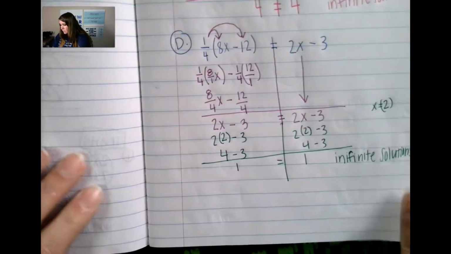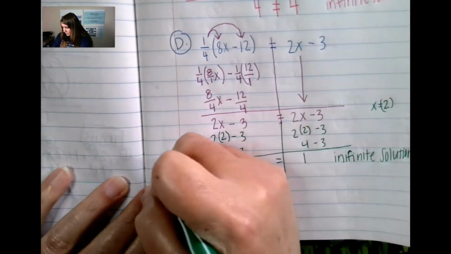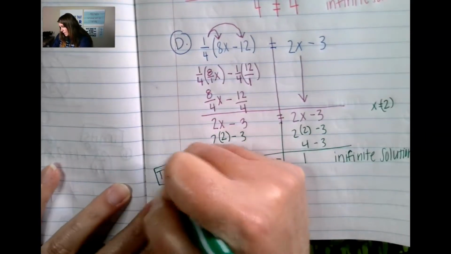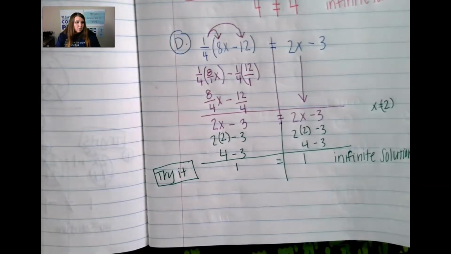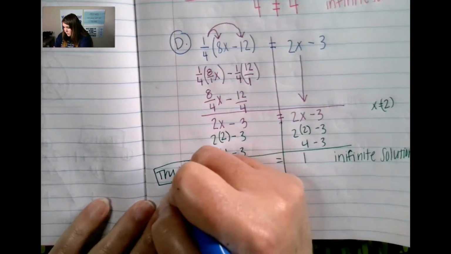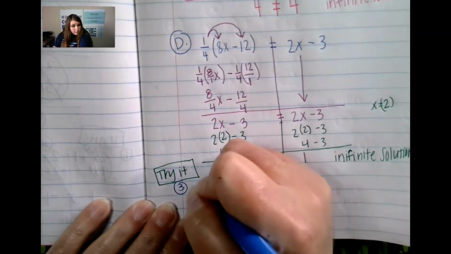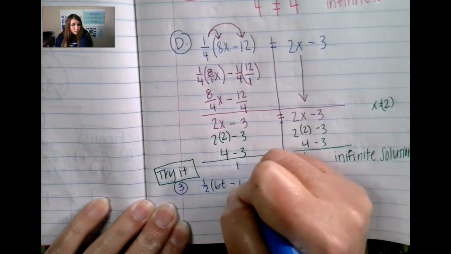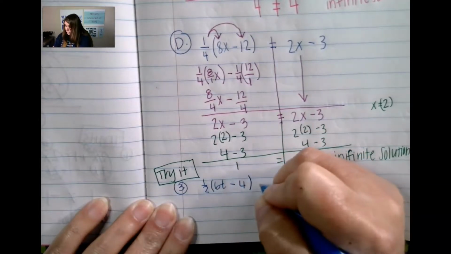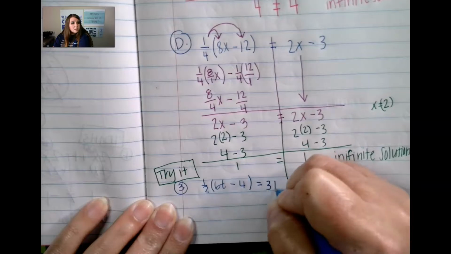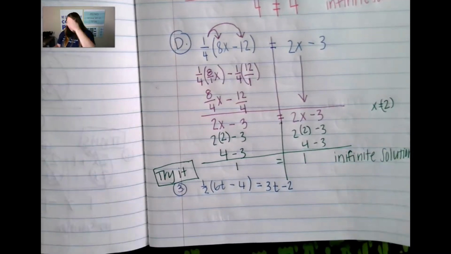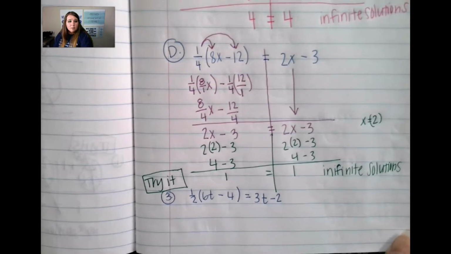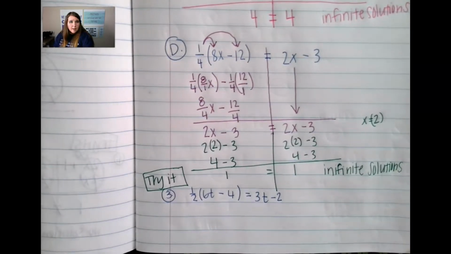Okay, I don't have a lot of space right here, but we're going to plug our try it in. So your try it for infinite solutions. I think we're just going to do 1 for that because you can see it right away. All right, so this is going to be try it number 3. And it says 1/2 of 6t minus 4 equals 3t minus 2. Okay, go ahead and hit pause right now so you don't hear me solving this problem. And then when you are ready, go ahead and come on back.